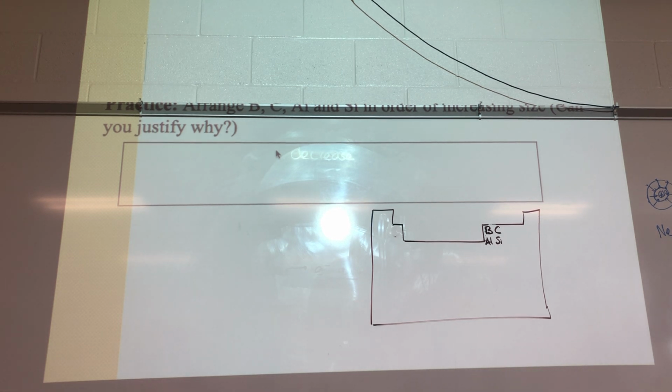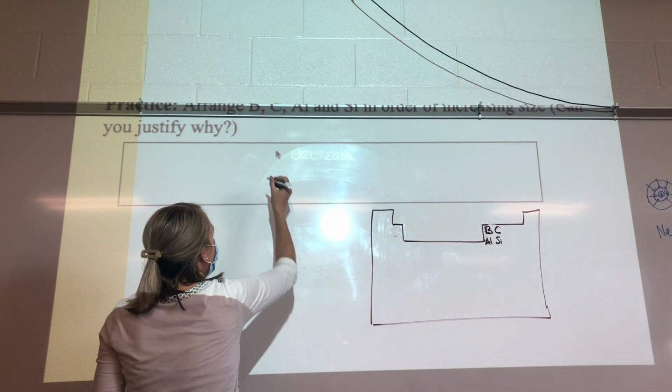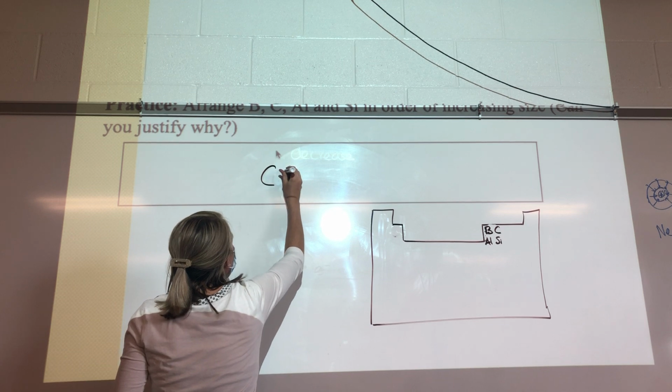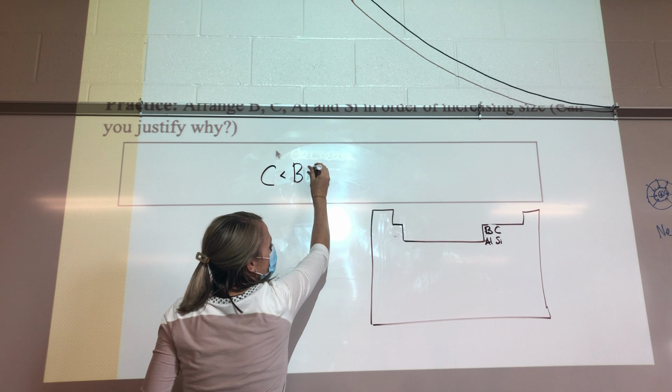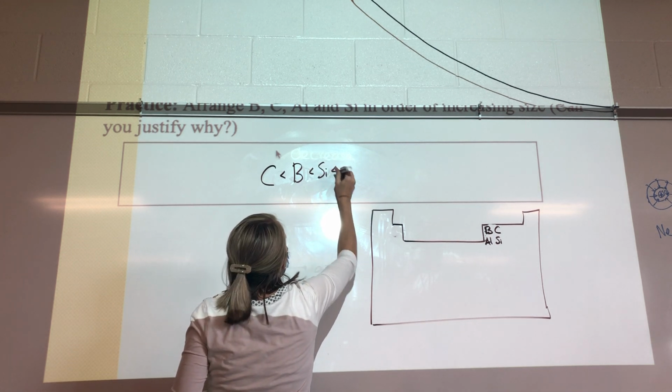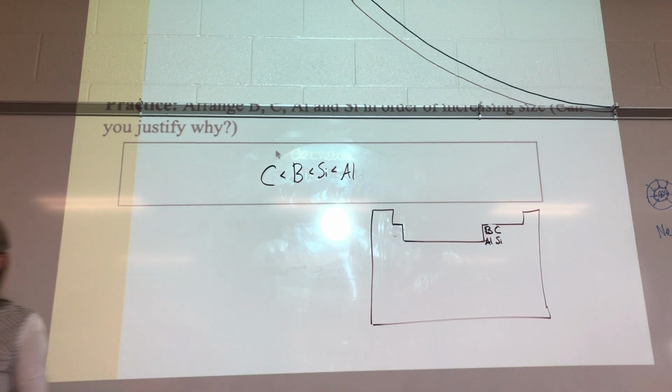Okay, everyone ready? I think I just see some people working on their justifications, which is awesome. If you got this right, you can have a smiley face. What are we doing? Big to small or small to big? Small to big. So the smallest would be carbon, and then boron, and then silicon, and then aluminum. Have a smiley face if you got that right. Any questions on that order?